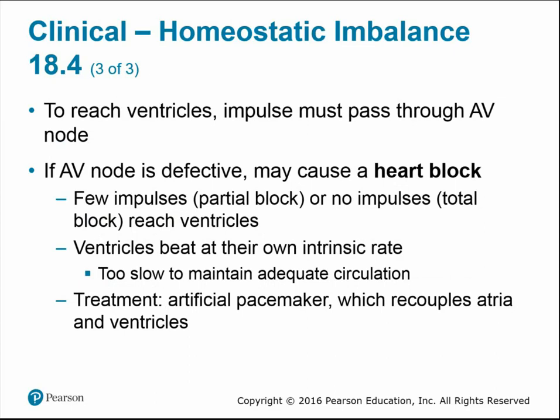So in order to reach the ventricles, that impulse has to pass through that AV node. Remember, the atria and the ventricles aren't electrically connected, so their only connection is that AV node. So if the AV node becomes defective, that can cause what's called a heart block. Essentially, few or no impulses are able to reach the ventricles, so they'll have to beat at their own intrinsic rate, which is too slow to maintain adequate circulation and normal sinus rhythm. So this would be treated with an artificial pacemaker that is able to recouple contraction of the ventricles to match that of the atria, so we have that coordination.